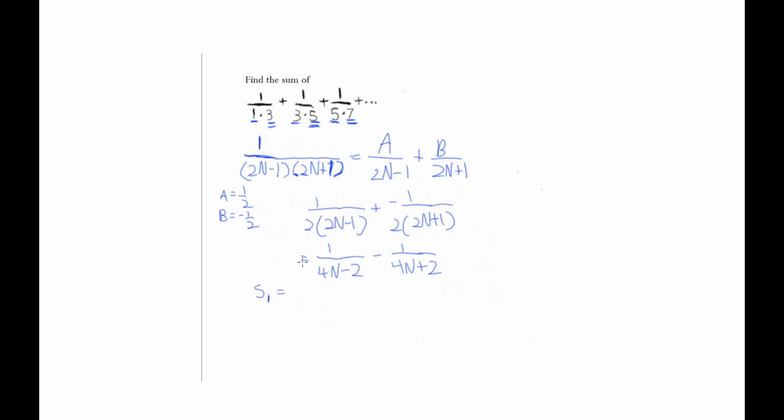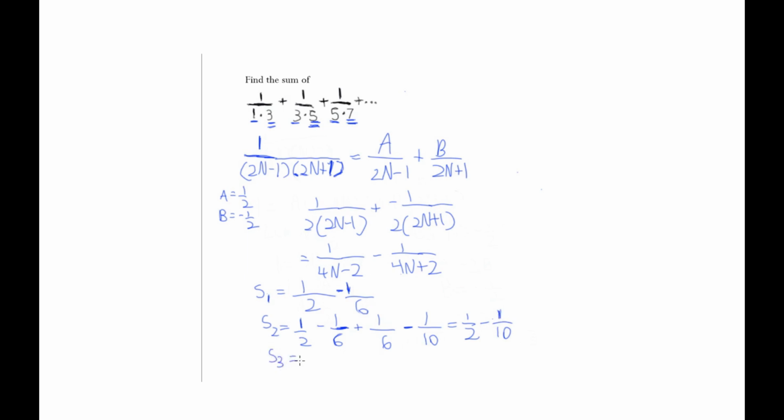So plugging in 1 into this whole thing: 1 over 4 times 1 minus 2 is 1 half, minus 1 over 4 times 1 plus 2, which is 6. And then we add 1 over 2, 4 times 2 minus 2 is 6, negative 1 over 4 times 2 plus 2, which is 10. So that's our second one. You notice things are already canceling out. See that negative 1 sixth and the positive 1 sixth? So that's gone, leaving us only this.